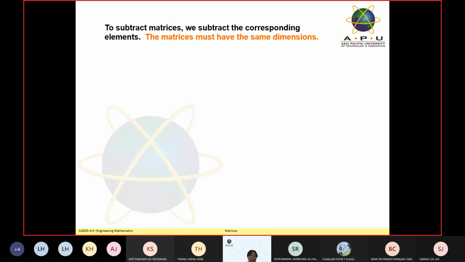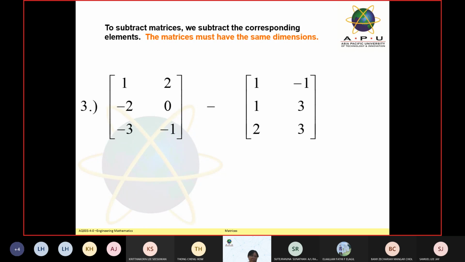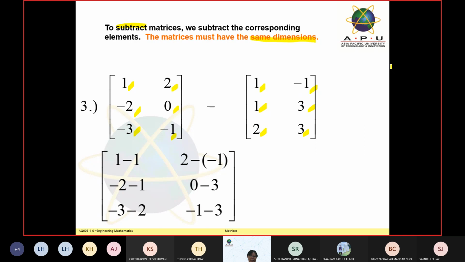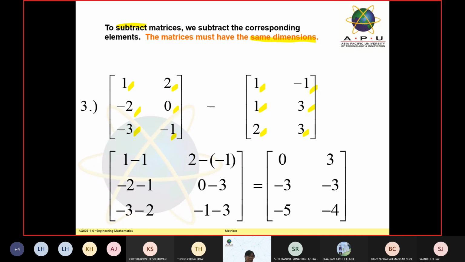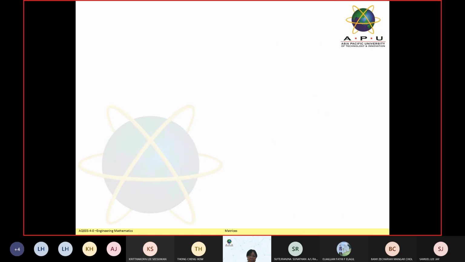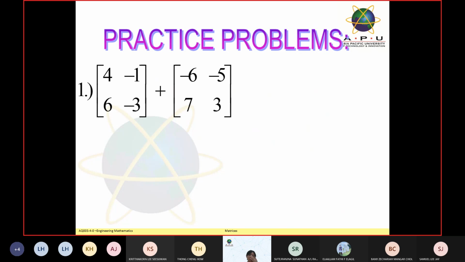Okay, next one. To do the subtraction, same also, they must have the same dimension. So 1 should be subtracted with this one, -2 minus this one, and can you see the dimension is the same? So -3 minus 2, and so on. 2 minus -1, 0 minus 3, -1 minus 3. You just need to take note of the sign. And this is the answer. So I think subtraction should be fine as well. Right? Okay, so let's try this question.